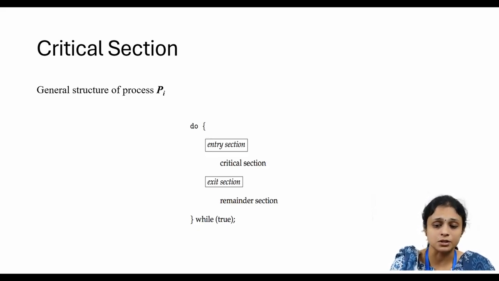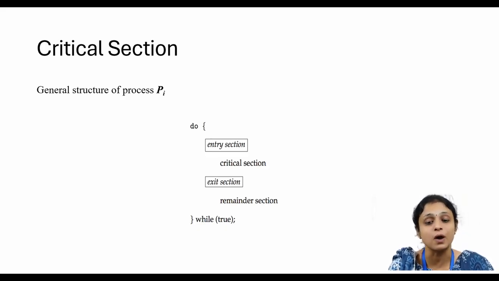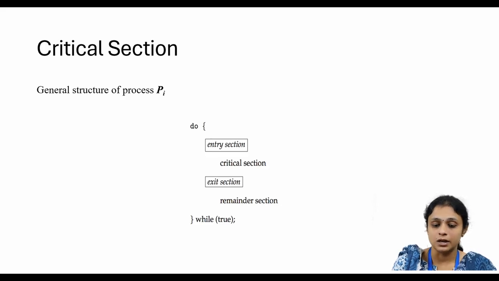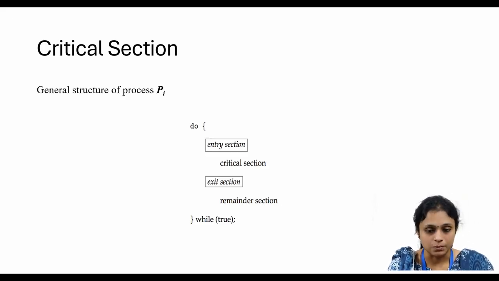Once he finishes his consumption, he exits from the critical section. While exiting from the critical section, he ensures to unlock it so that the other processes will be able to access the critical section. The remainder section here is a section where extra processes might be taking place.